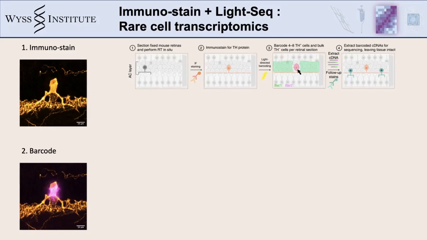In this case, for rare cell transcriptomics, we actually had to identify the cells first with a protein stain. So the first step was the immunostain. Then we followed it up with a DNA barcode workflow.